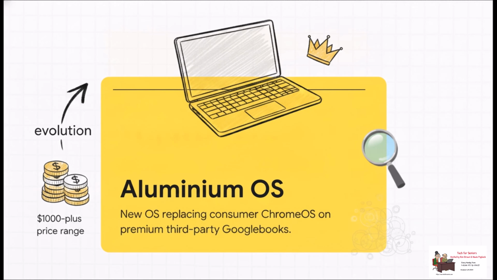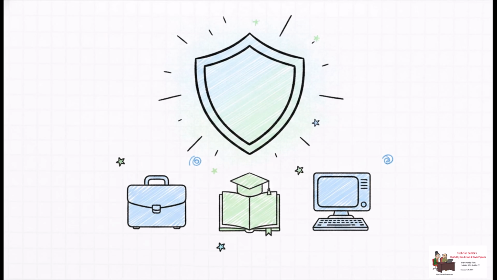It's the new operating system that will literally replace the consumer version of ChromeOS on premium third-party devices. Yep, it's going to power a brand new line of high-end laptops called Googlebooks, and those are expected to be priced in the $1,000 plus range. It's a whole new ballgame. Now, before anyone managing a school district or a massive corporate fleet hits the panic button, take a deep breath.